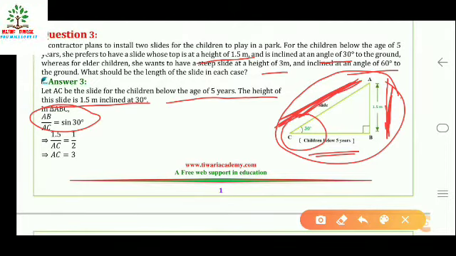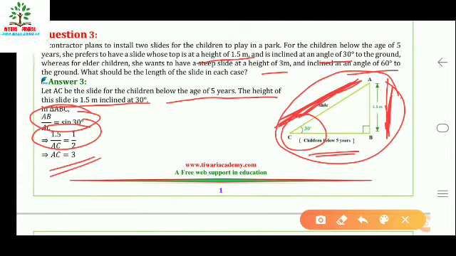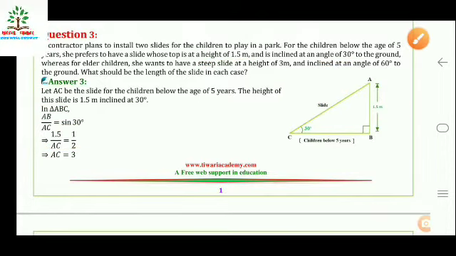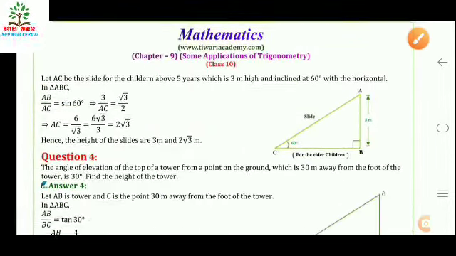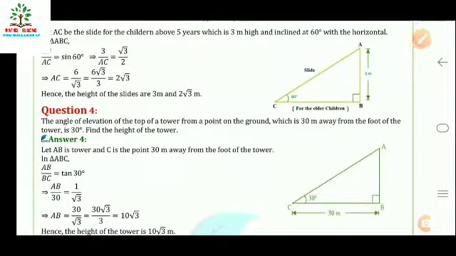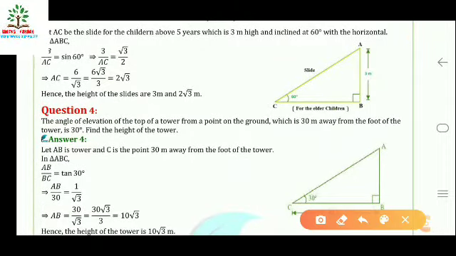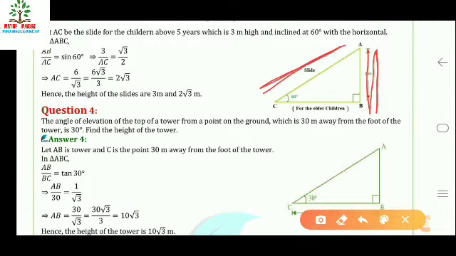So putting the value, 1.5 over AC is equals to 1 upon 2. So we'll get AC is equals to 3. So 3 meter is the answer of the first part. Now for the second part, we can see here what we have. In the second part the height of the slide is 3 meter, and again we have to find the slide, and here this angle of elevation is 60 degree.